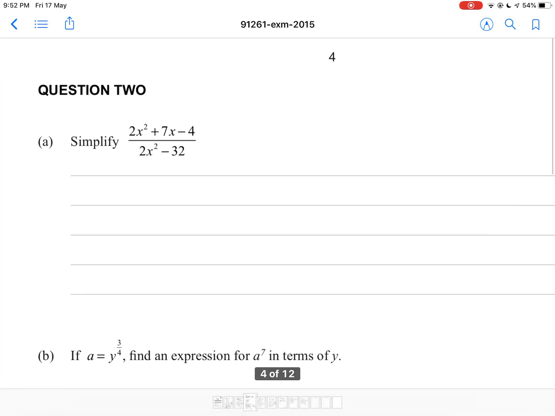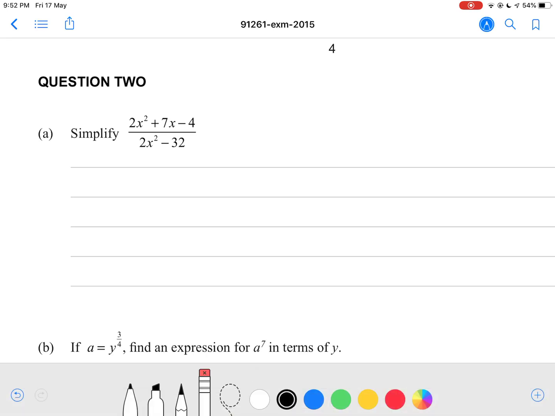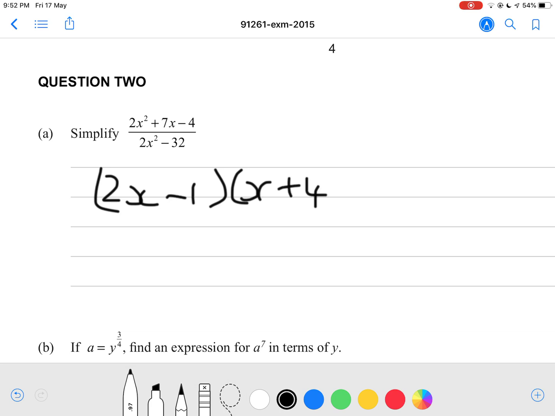Alright, so simplify 2x squared plus 7x minus 4 divided by 2x squared minus 32, okay? So we're going to factorize, okay? So that's the easiest way. So we're going to factorize 2x something and then x. So it should be plus 4 minus 1. 4 times 2 is 8x, negative 1 times x is negative 1x. That equals positive 7x, and negative 1 times 4 is negative 4, okay?